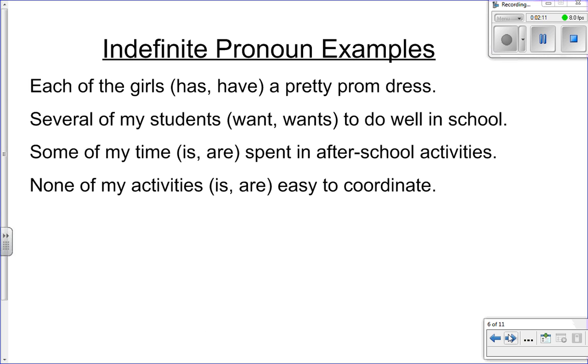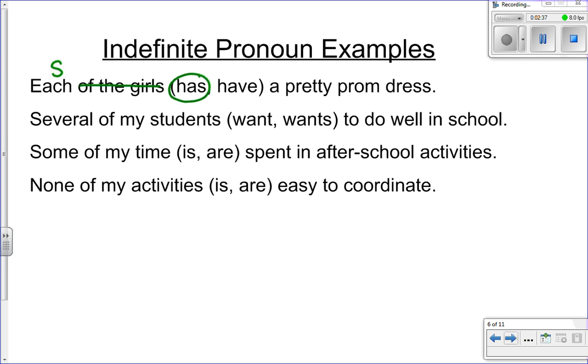Now, let's take a look at some indefinite pronoun examples. In the first sentence, I'm going to cross off of the girls because it's a prep phrase, it's not the subject. The word each is the subject. Each is an indefinite pronoun and it's singular. So when we say each, we're really saying each one. One is singular. So I'm going to choose the singular verb has. Now this sounds a little strange, but it is grammatically correct. Each of the girls has a pretty prom dress.